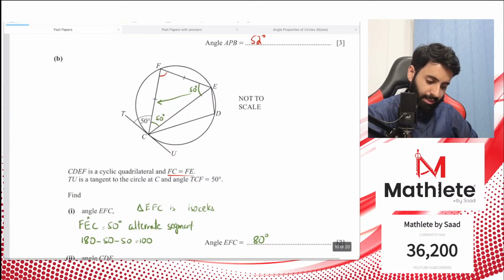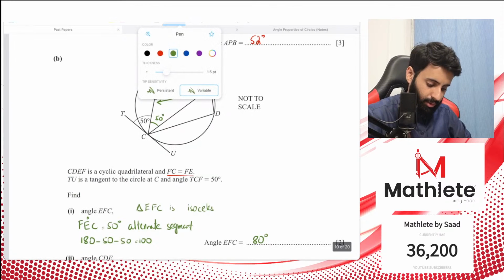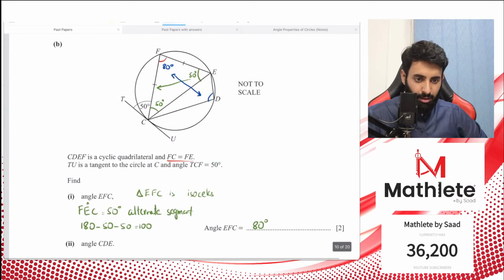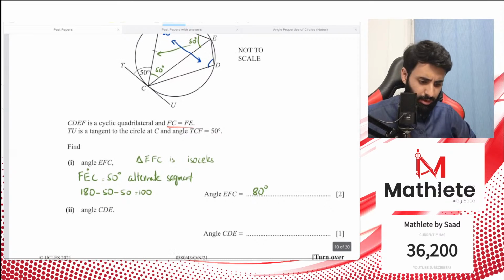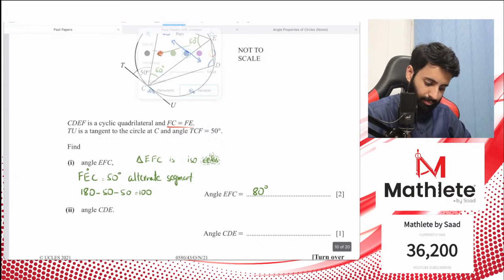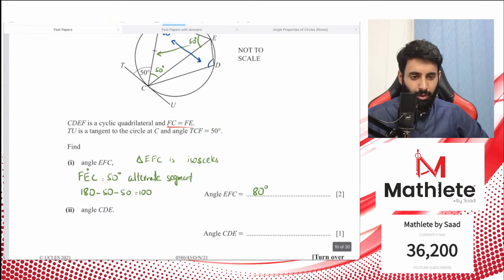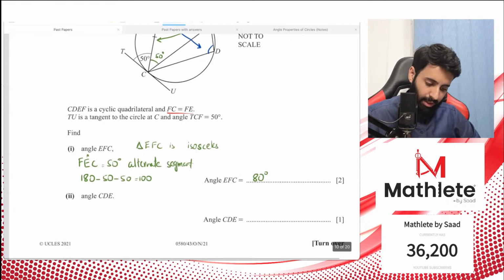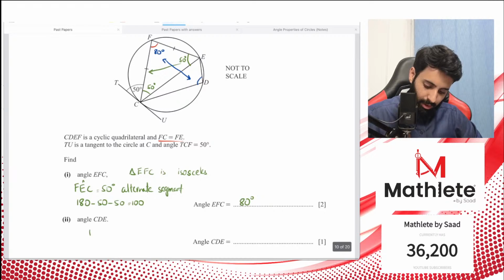Now it's time for CDE. So for CDE, let's switch to a different color, which is this. Now bear in mind that we already have this angle. So if you want to find out the angle that's opposite to it, yeah, I knew there's something wrong. Isosceles. Okay, sorry about that. I think I just missed an S. There you go. Isosceles. Yeah, that makes sense. Okay, so angle CDE, here's what we're going to do. 180 minus 80, which is equal to 100 degrees.